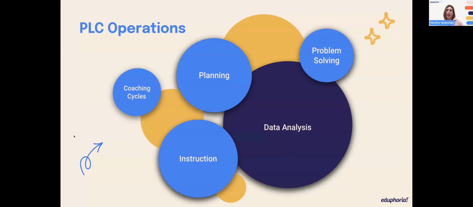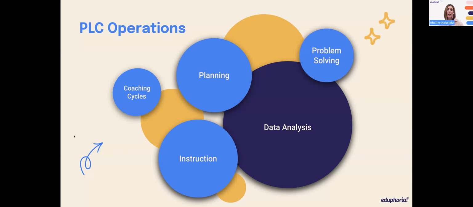With problem solving, we just see that in our data talks, in our planning, in our instruction. So in our data talks, if most of our students haven't understood a TEKS, then we're going to problem solve and figure out a strategy that would work, and maybe go back the very next day in class and utilize that strategy.